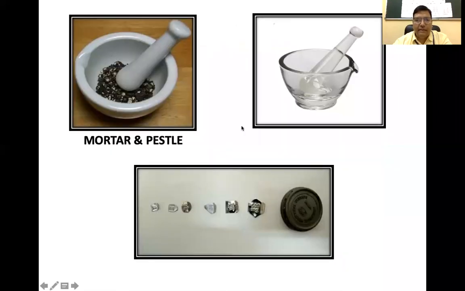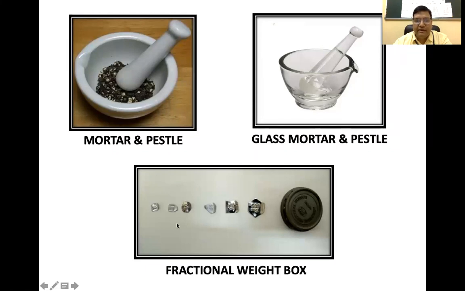This is your mortar and pestle. This is your mortar, and this is what we grind the substances with, that is the pestle. Mortar and pestle is used to make fine powder of the various substances. This is the glass mortar and pestle, and this is the fractional weight box to measure 500, 200, 100, 50, 20. Likewise, small measurements we can weigh using this fractional weight box.